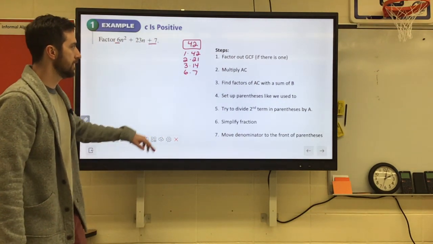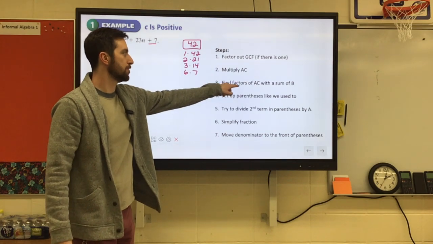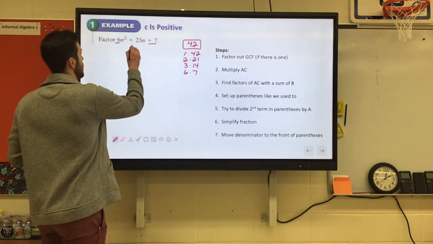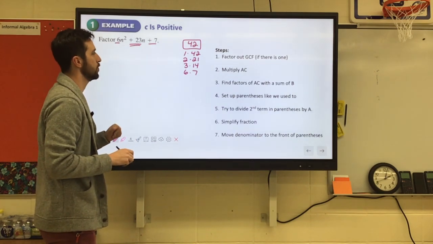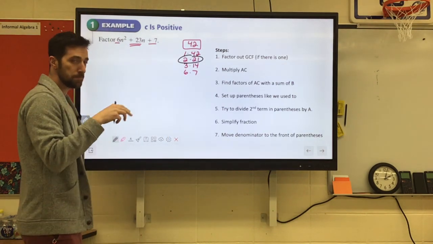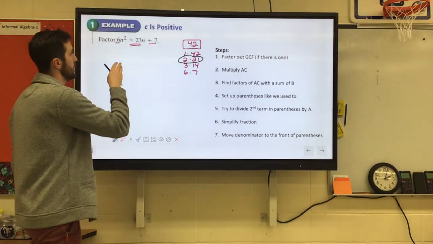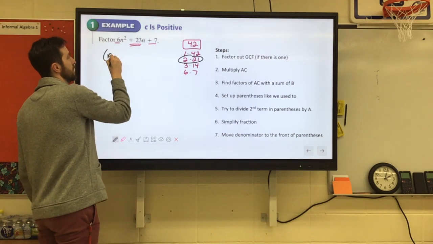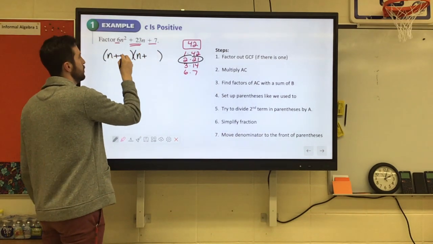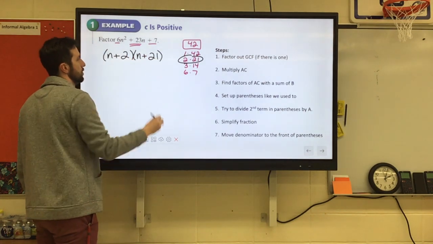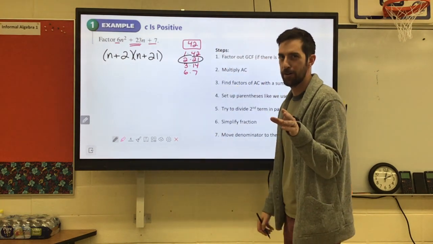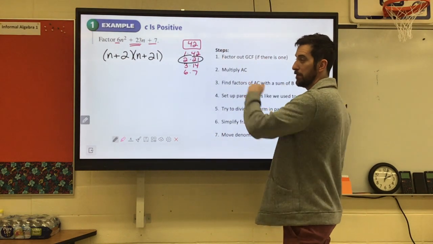That's it. So then it says step 3 is find the factors of AC, what we just did, with a sum of B. Do any of these sets add up to 23? That would be the 2 and 21. So we set it up like we ordinarily would here. This would ordinarily be both plus 2 and 21. Now, if you were to FOIL that out, it's not going to give you the original problem. And it's thrown off from that 6 in front.